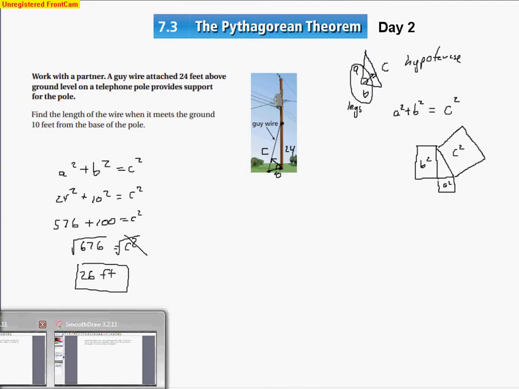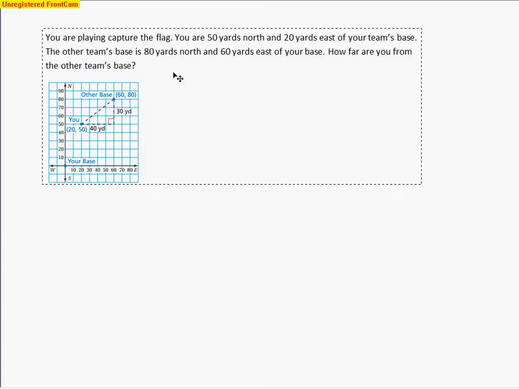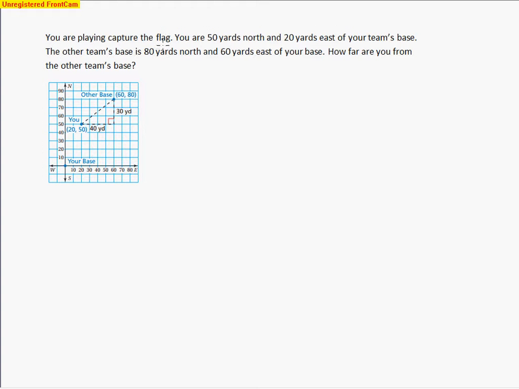So let's take a look at another problem here. On this one it says you are playing a game, Capture the Flag, and you are 50 yards north and 20 yards east. When you have one of these problems that are talking about north, south, east, west, just draw a little diagram of what's going on. So you are going 50 yards north and 20 yards east. So right there is where you're at.